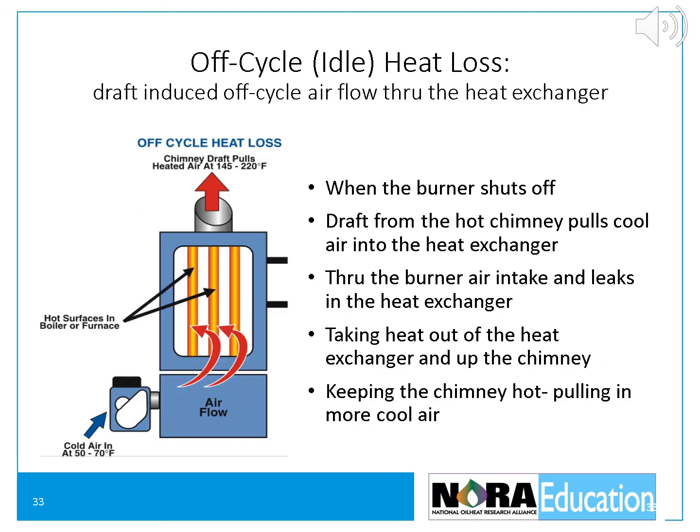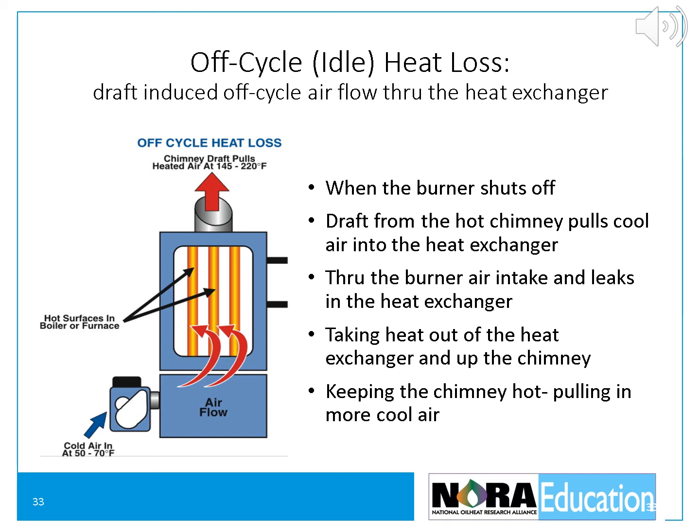Off-cycle heat losses, also called idle losses, occur when the burner is not running. Oil burners do not operate continuously. They cycle on and off in response to demand. Because most boilers and furnaces are oversized, the typical residential or light commercial burner operates between 15 and 20% of the time during the heating season, less than 800 hours a year.